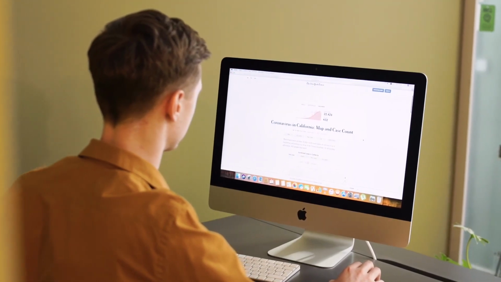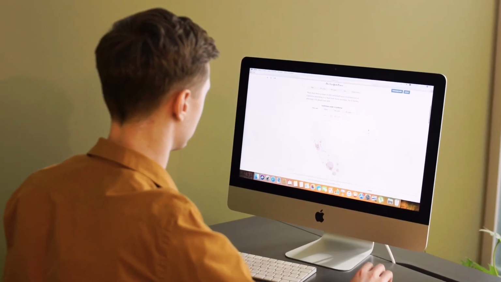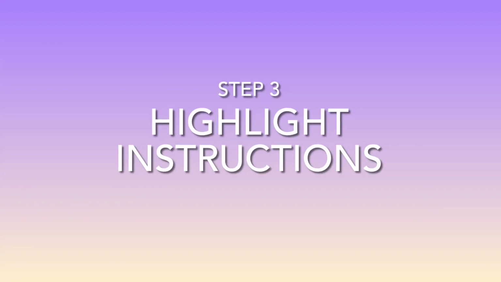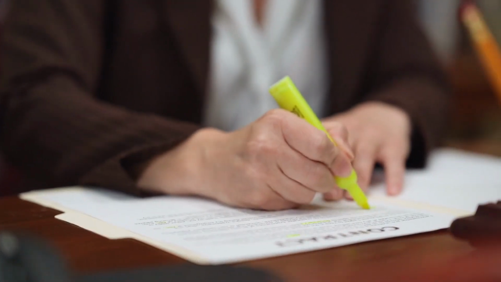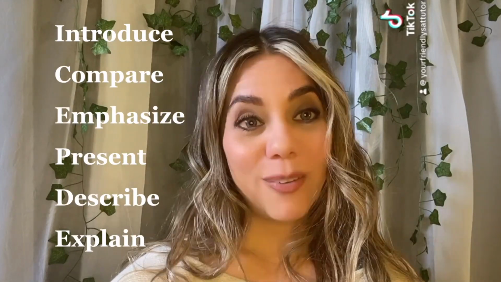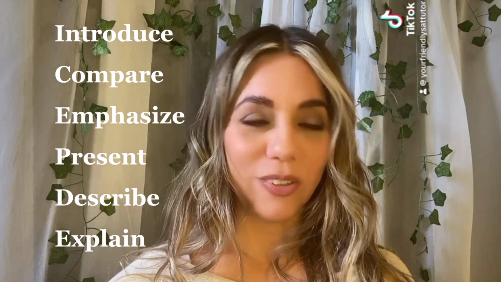Okay, so the first step is to read the notes carefully. You don't have to highlight or write anything, just read them carefully. Then you're going to read the instructions carefully and look for the key word. Then you're going to read the question and highlight the part that tells you exactly what you need to do. Some of the key words that commonly appear are introduce, compare, emphasize, present, describe, or explain. That's the part that you will highlight.